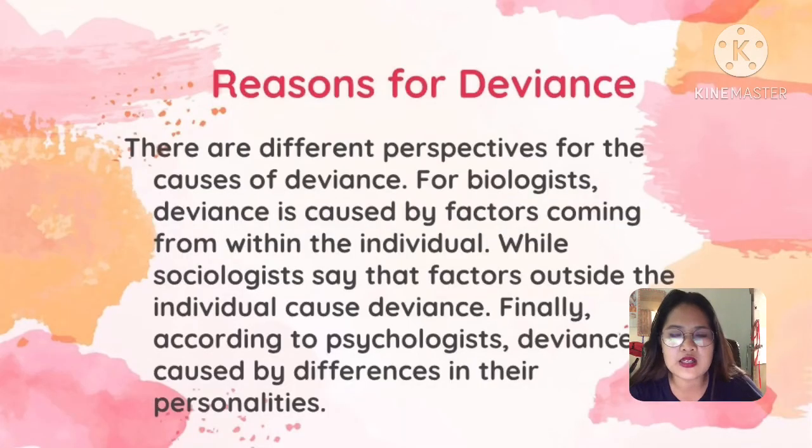Okay? Reasons for deviance, may reason ang mga tao kung bakit sila nag-go against sa rules. Okay? For biologists, deviance is caused by factors coming from within the individual. Siguro pwedeng desire niya or parang nagutom siya. Nagutom ka, wala kang pera, wala ka talagang pambili, hindi ka naman bibigyan, nagnakaw ka. So, driven by biological processes and natural instincts. While sociologists say that factors outside the individual cause deviance. So, may mga iba't ibang factors like community, yung mga groups na meron siya sa family. Then, finally, according to psychologists, deviance is caused by differences in personalities. Okay? So, iba't ibang ways to look into deviance.